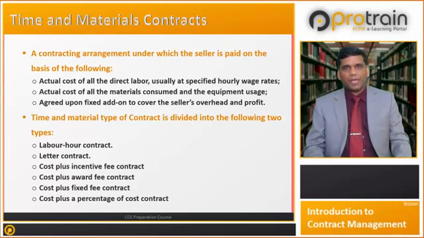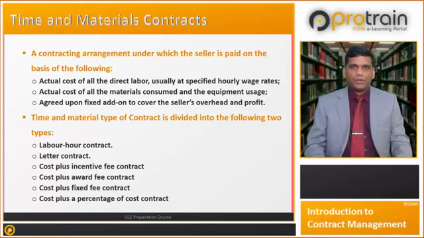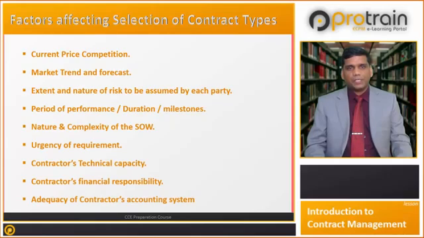Time and material type of contract can be subdivided into the following 7 types: labor hour contract, letter contract, cost plus incentive fee contract, cost plus award fee contract, cost plus fixed fee contract, cost plus percentage of cost contract. The detailed discussion on these types is a subject of another class. Therefore, let us move on to the factors affecting selection of contract types.